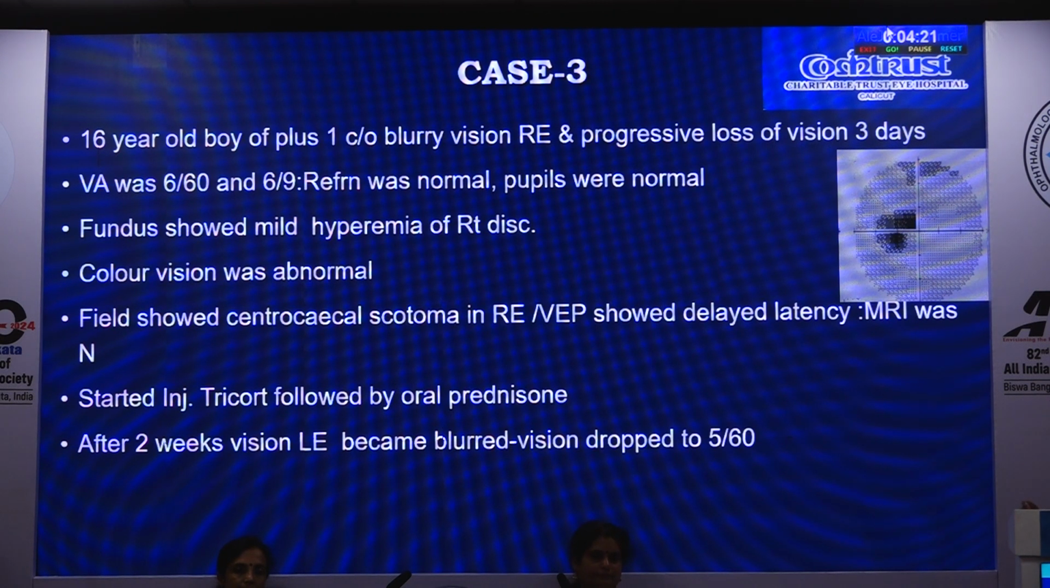A 16-year-old boy studying in plus one complained of blurry vision in the right eye, which was progressive over 3 days. Visual acuity was 6/60 and 6/9. Refraction was normal and pupils were normal. Fundus showed mild hyperemia of the disc. Color vision was abnormal with desaturation. The field showed a centrocecal scotoma in the right eye. VEP showed delayed latency, and MRI was normal.